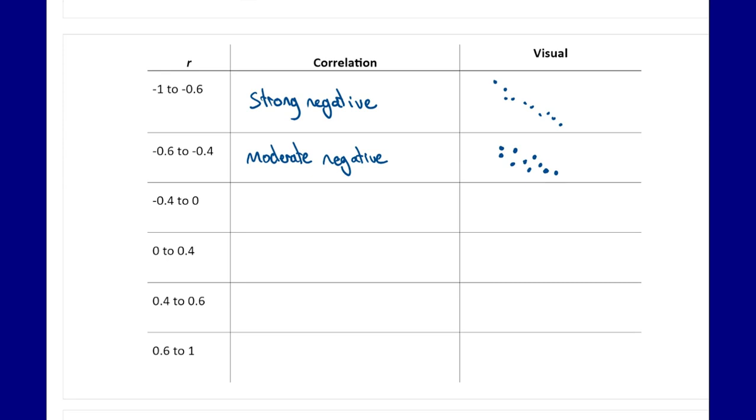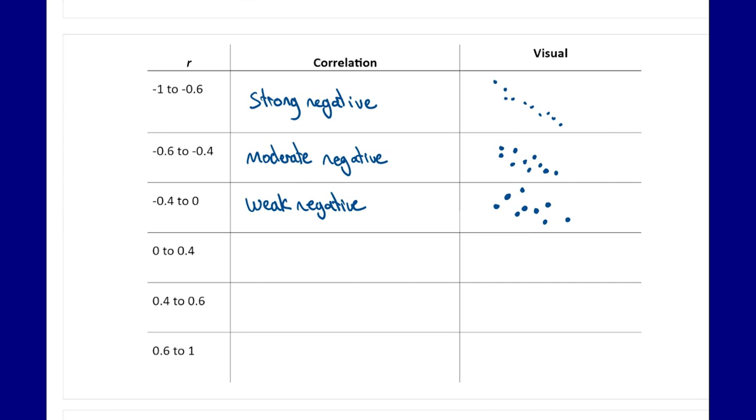From -0.4 to 0, we have what is called a weak negative. So that, again, could be something where the points are a little bit more spread out. But again, we still see a slight downward trend. Right? Maybe the points aren't that close together. Right, they don't really form a straight line. It might almost look like there is no correlation, but there is still that slight downward trend.